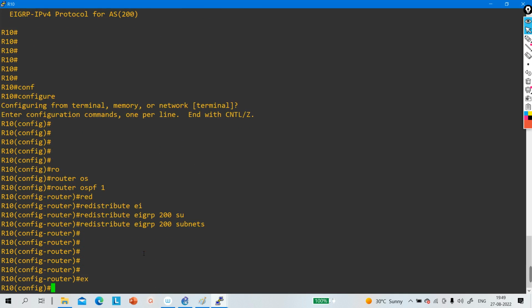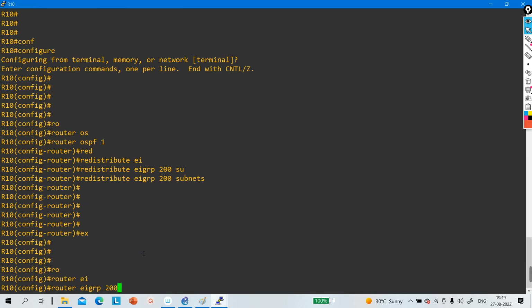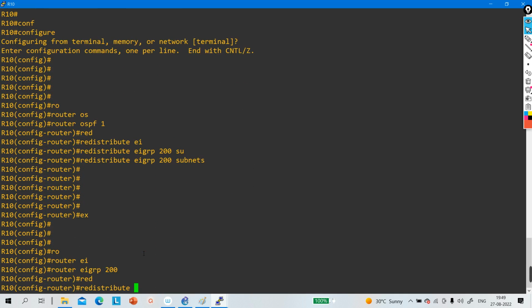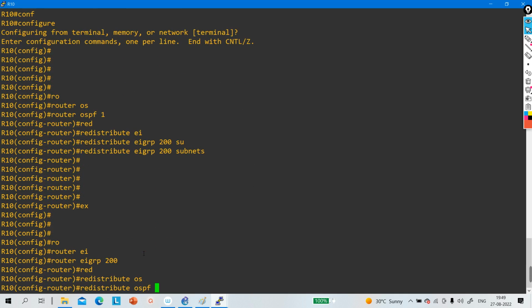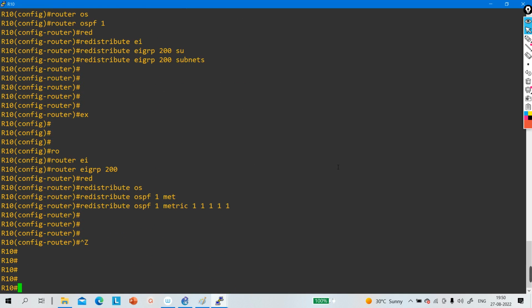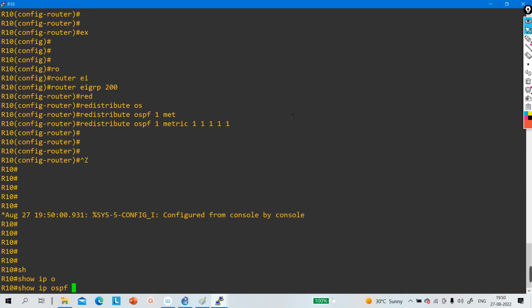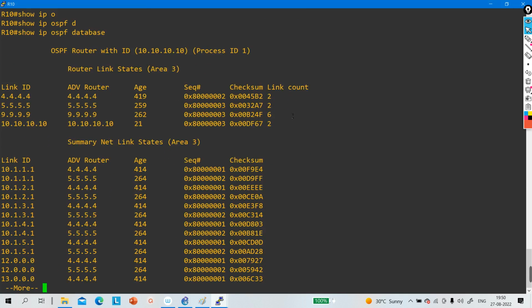Fine. In the same way, let me advertise OSPF prefixes in EIGRP. So router EIGRP 200, redistribute OSPF process ID 1, and metric 1 1 1 1 1. Fine. Now on router 10, IP OSPF database. This is the database of router 10.